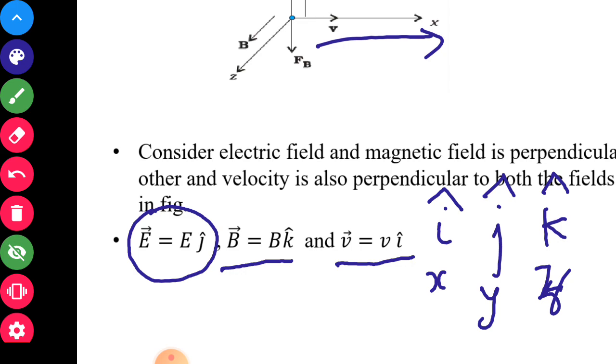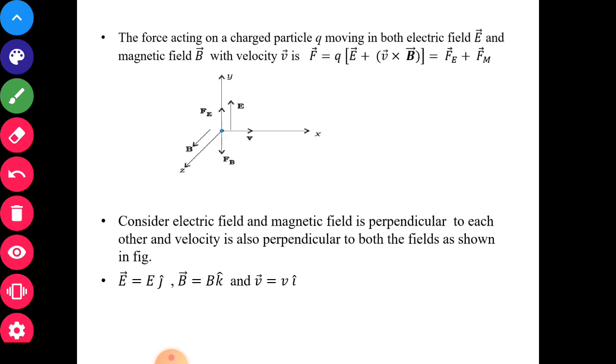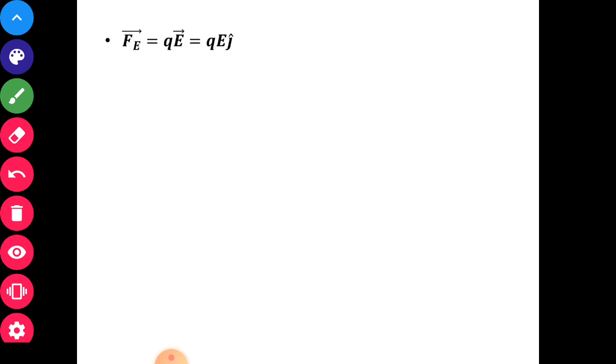Okay, so these are the unit vectors which are multiplied with the magnitude, that is E. E is the magnitude, multiplied by j cap shows the vector E, which is in positive y direction. B is the magnitude, multiplied by unit vector k cap, which shows the magnetic field B, which is in positive z direction, and velocity is in positive x direction. This can be understood easily. It is a knowledge of vectors, we know.